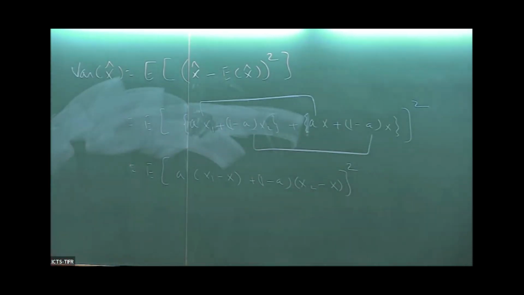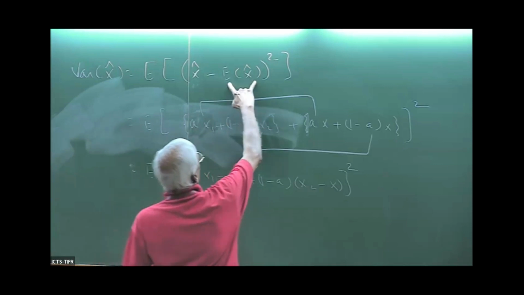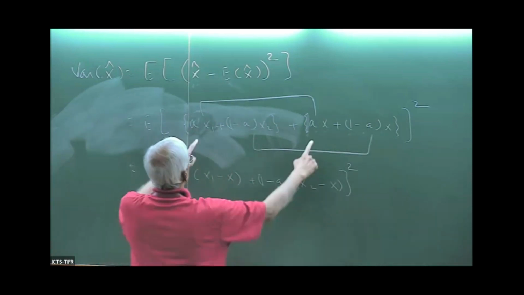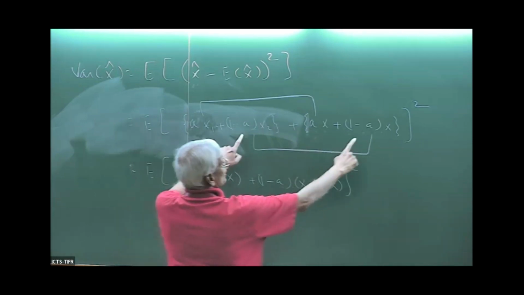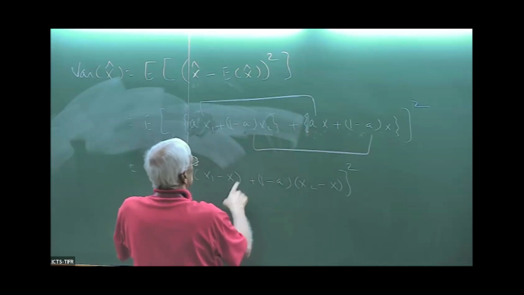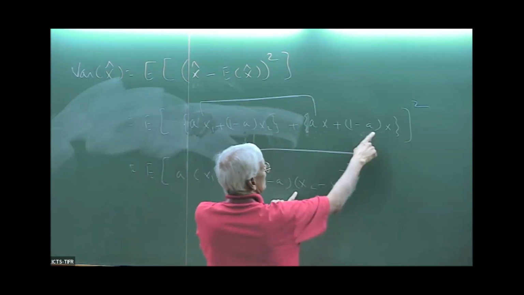Are you all with me? Come on, guys. This is the x. I wrote this as ax plus 1 minus ax. These two have the same coefficient. These two have the same coefficient. So a times x1 minus x plus 1 minus a times x2 minus x, whole square.